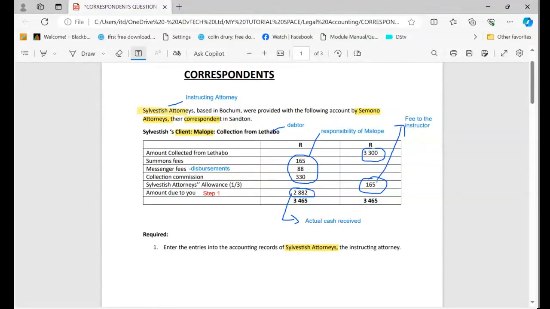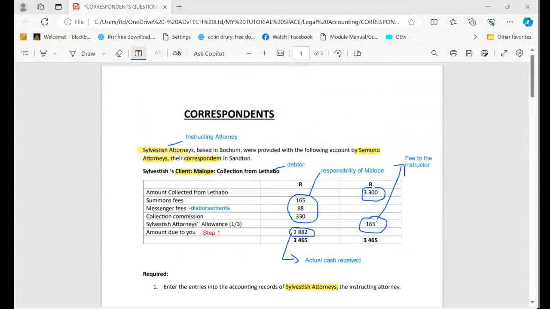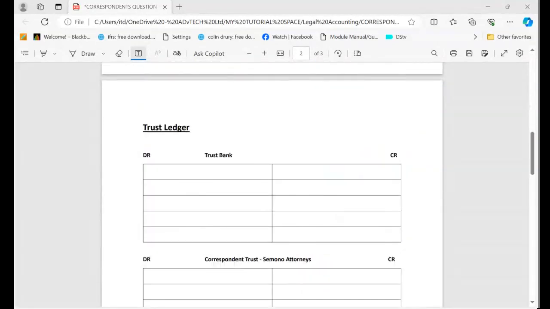So we need to go and put this money safe in the trust bank account. So the trust bank account must be debited with this amount of money. So we say, okay, we received this amount of money, how much? We received 2882, as you can see, from Simona Atenis. So that's why there are two accounts. I'm going to scroll down. We have the trust bank account, and we also have correspondent trusts. Can you see now? For the Atenis who collected on our behalf.